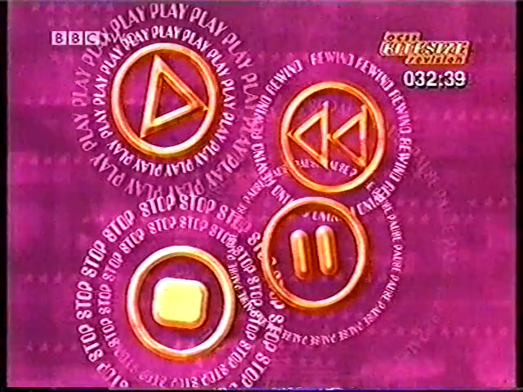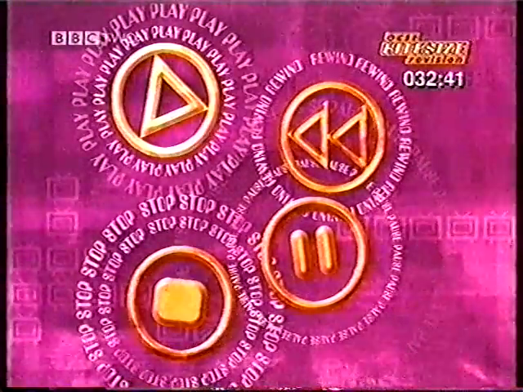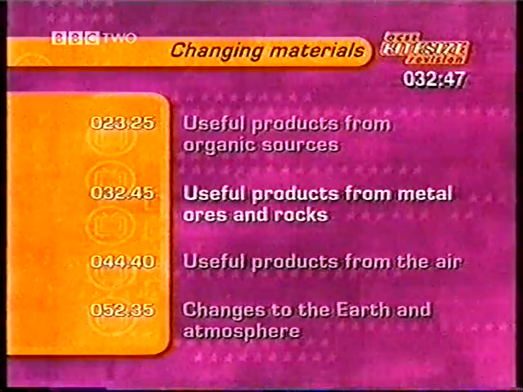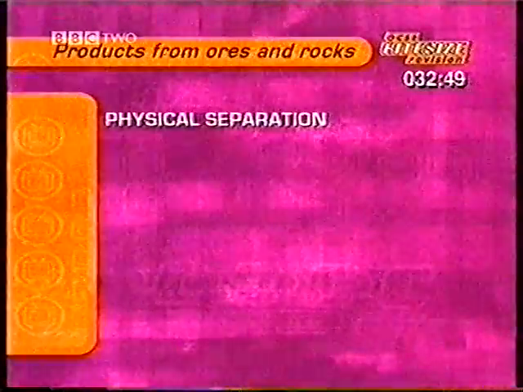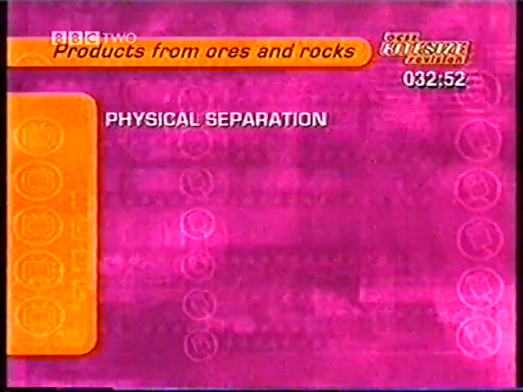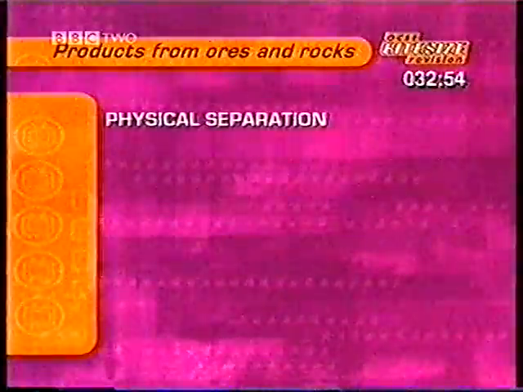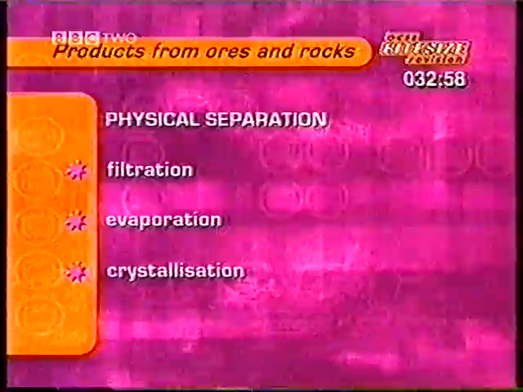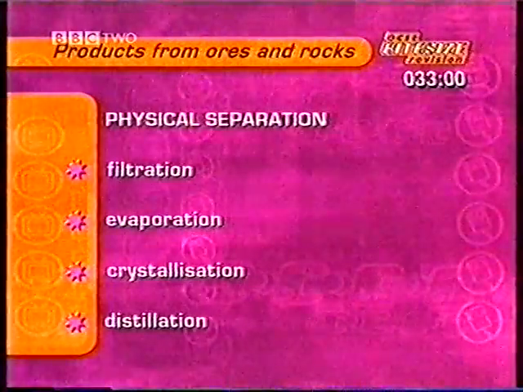That's the end of useful products from organic sources. Next, how to get useful products from metal ores and rocks. Many useful products can be extracted from the ground by physical separation processes like filtration, evaporation, crystallization and distillation.